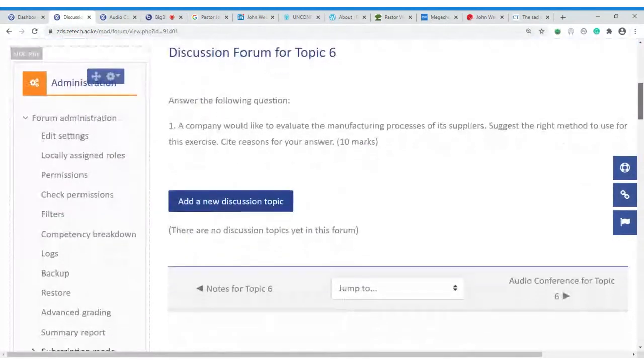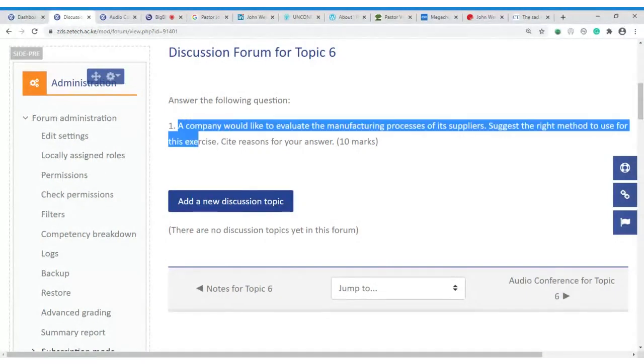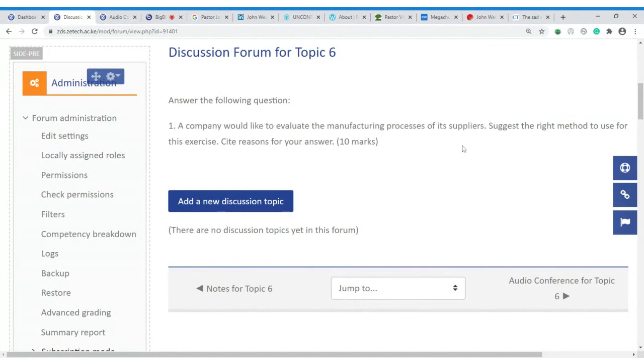A company that is buying would like to evaluate the manufacturing processes of its suppliers. Suggest the right method to use for this exercise. Cite reasons for your answer. Basically, I'm asking if you want to check how suppliers manufacture, the process of manufacturing of suppliers, what is the method you would use out of the ones I have taught? Remember, it is out of the ones I have taught. Don't Google, you will get it wrong. Then give reasons for your answer. And that should form the end of that class.